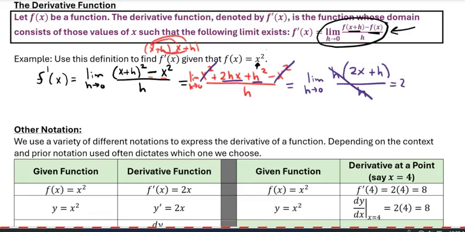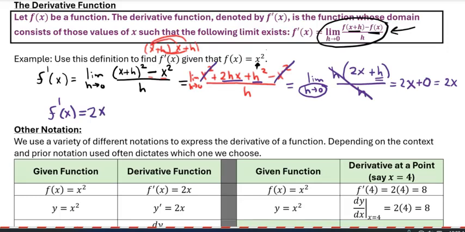We get 2x plus, no, remember, h is going to 0, not x, plus 0, because h is 0. Or just 2x. So in summary, f prime of x, or the derivative as a function, is 2x.